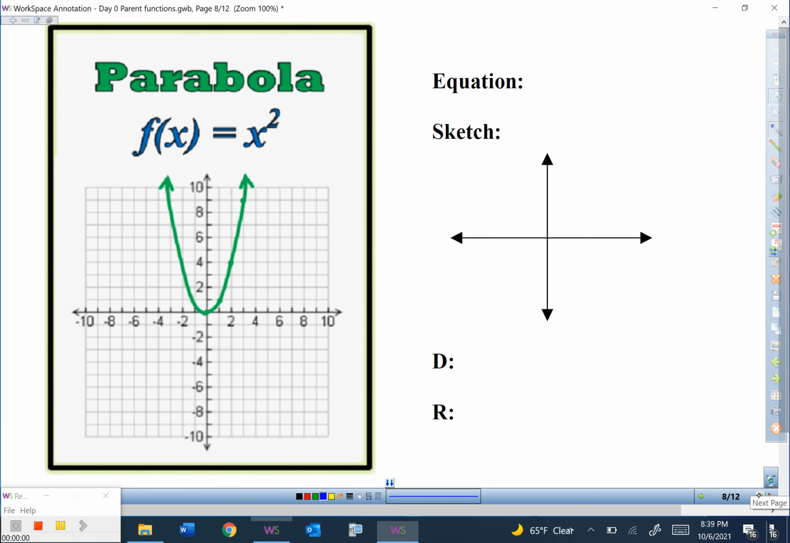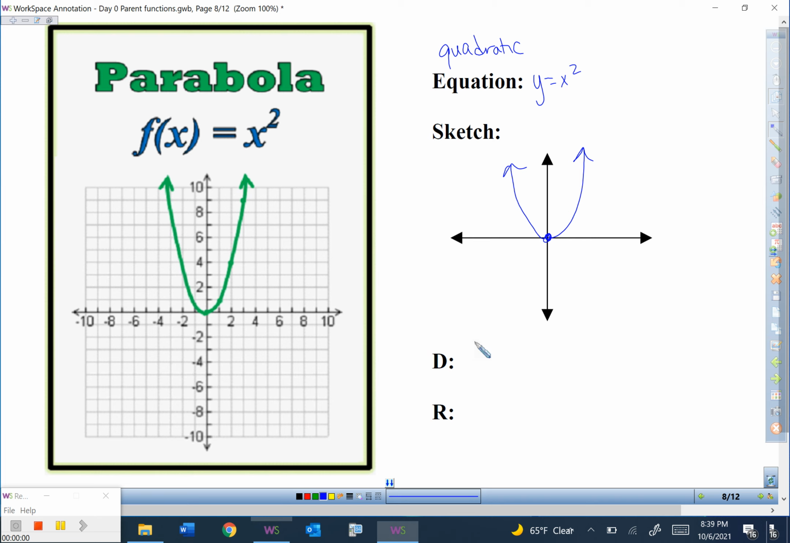All right, we've got our parabola. This one we have seen for a long time, y equals x squared, starting at 0, 0, and makes a parabola shape after that. The name of it itself is quadratic. The shape is the parabola.